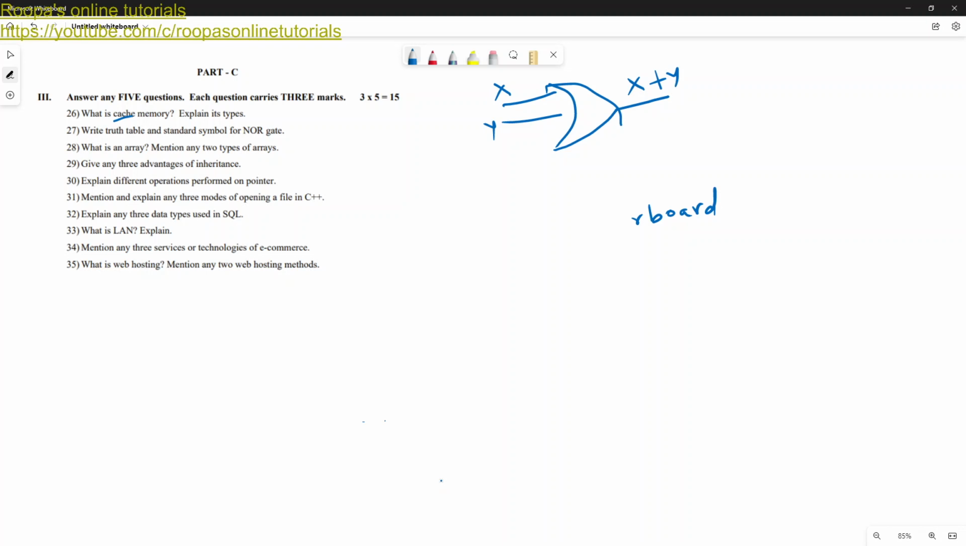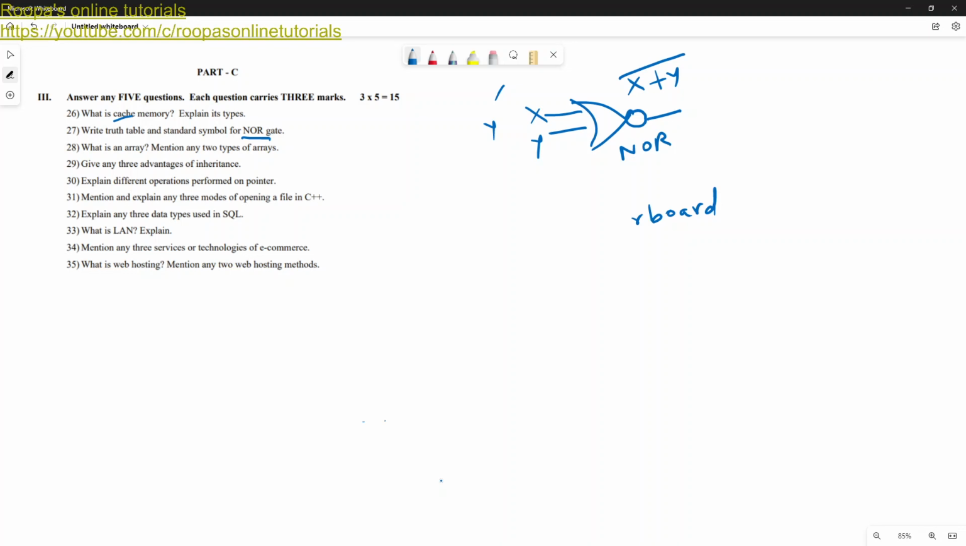But the question here is asked for NOR gate. That means the NOT symbol should be present here. So what you need to do is draw the OR gate like this, with 2 input lines, and you put 1 bubble at the output. So this becomes our NOR gate. This is X, this is Y, and the output that you get will be X plus Y, the whole bar. So this is a NOR gate.